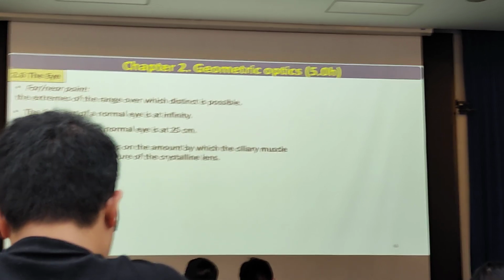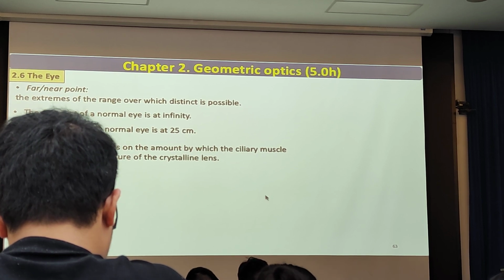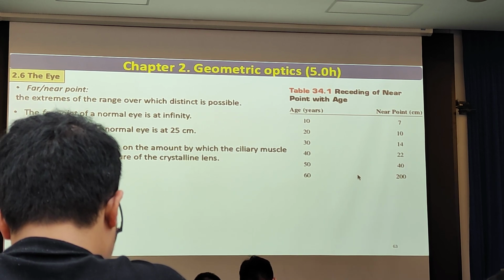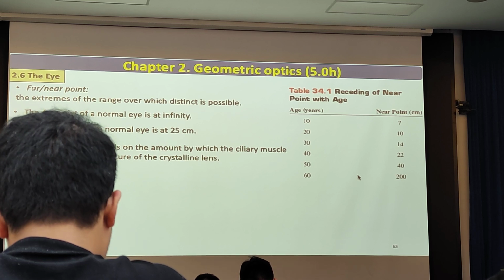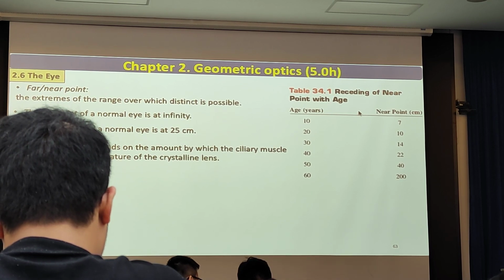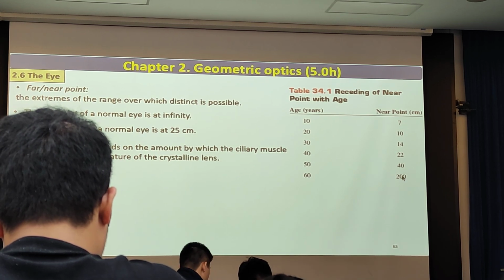And the near point depends on the ciliary muscle, how it works in order to make you accommodate to the object. And as you get older, the near point of your eye will go further. So you have here, from age 10 to 60, you see the near point gets further.